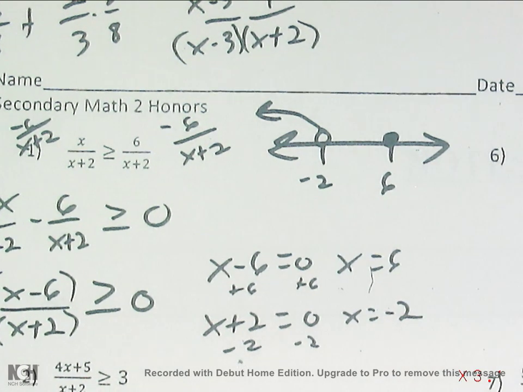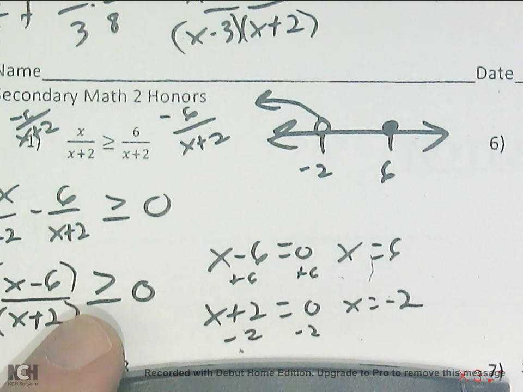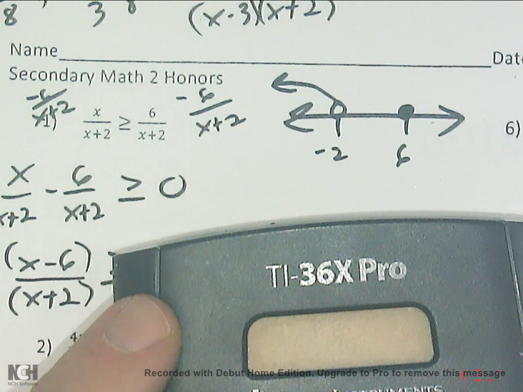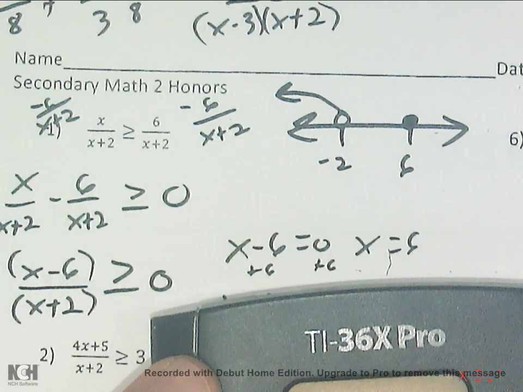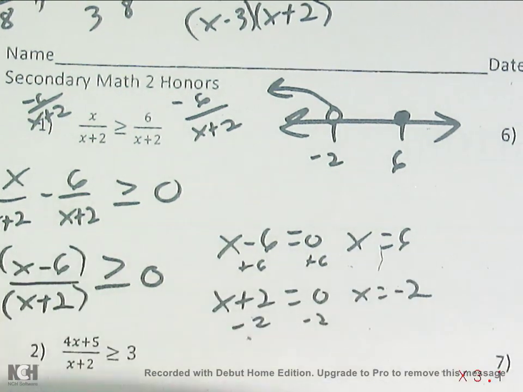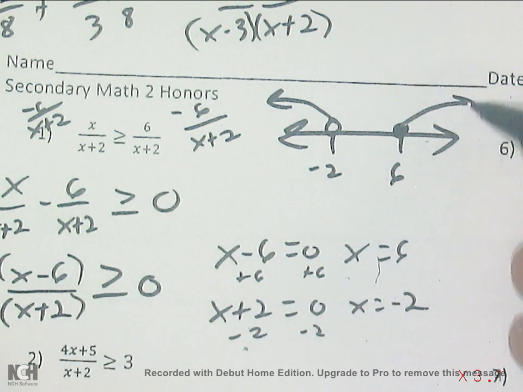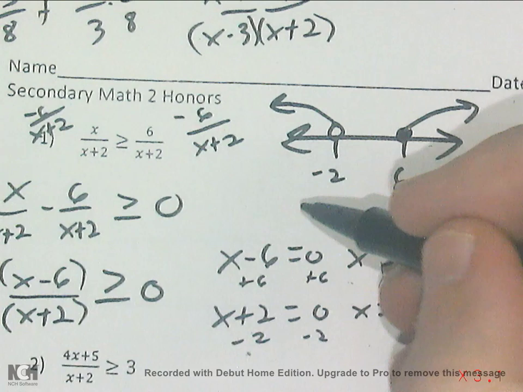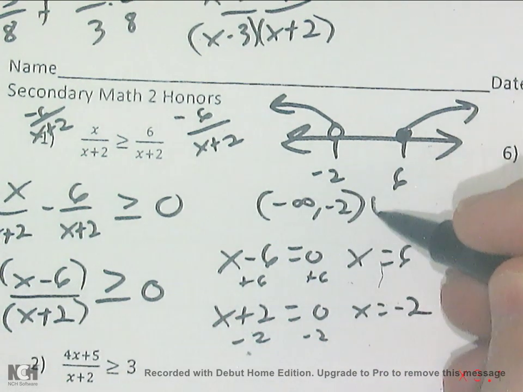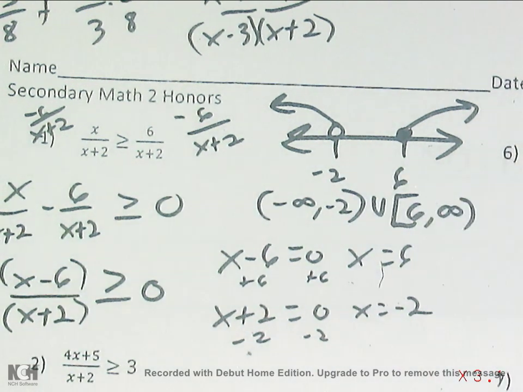So I'm going to test the number after 6 now. So let's try 7. Oops, need to use parentheses. Parentheses 7 minus 6 divided by 7 plus 2. Which is 0.1 repeating, but that is greater than 0. So yes, everything after 6 also works. So my interval notation would be negative infinity to negative 2 with parentheses, union, then bracket 6 comma infinity parenthesis.